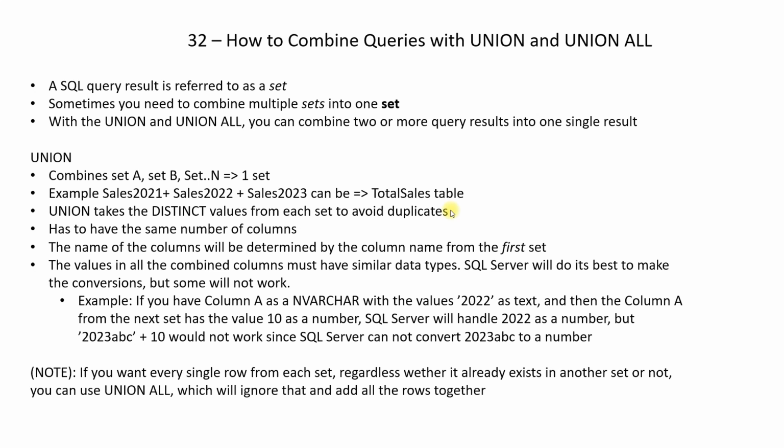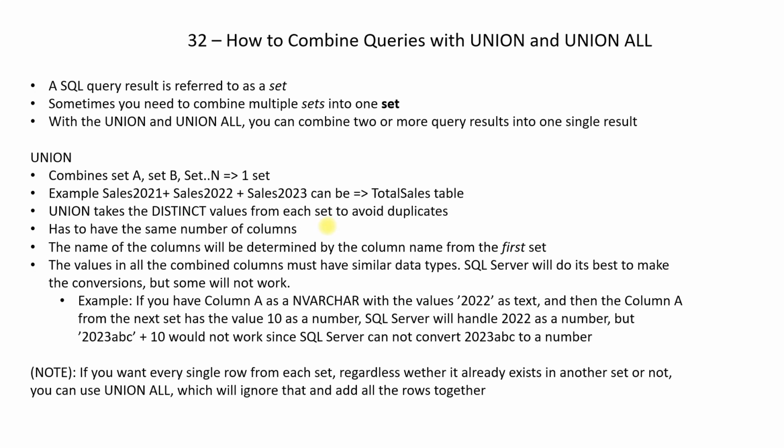I'm going to show you some examples on the union and union all, but just a quick description of what the difference is between them. The union is going to take the distinct values from each set to avoid duplicates. So if you had 2 different customer tables and you saw that you have the same customer stored in both tables, then when you do a union between these 2 tables, you would only get that customer, with, let's say, customer ID 1, and his information once.